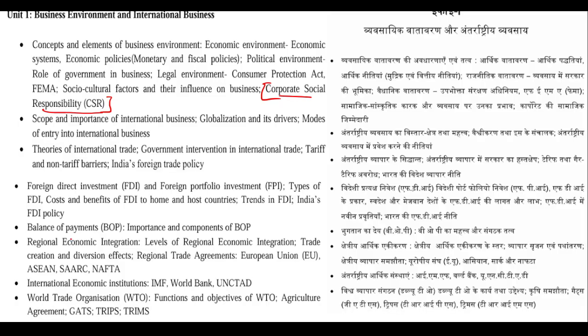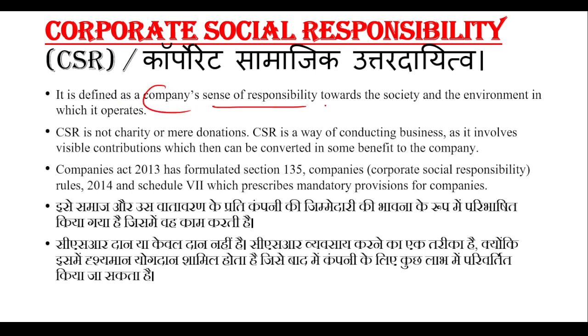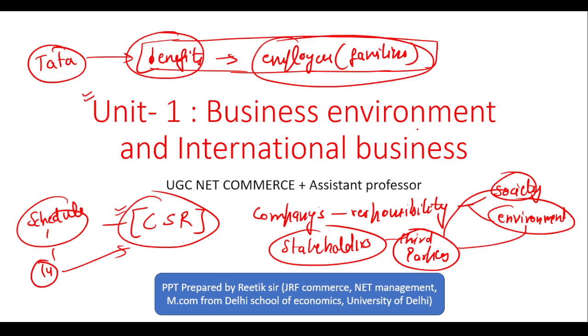Right, so now let us discuss from bookish language. What is CSR? It is defined as a company's sense of responsibility towards the society and the environment in which it operates. Very easy. CSR is not charity or mere donations. CSR is a way of conducting business. How? Let us say Tata is contributing towards the society, and the core objective here is hunger mitigation, or poverty removal. If Tata is incurring expenditure to remove hunger from the country, that means it's a CSR activity. So it is not just a donation kind of thing, it is a way to conduct business.